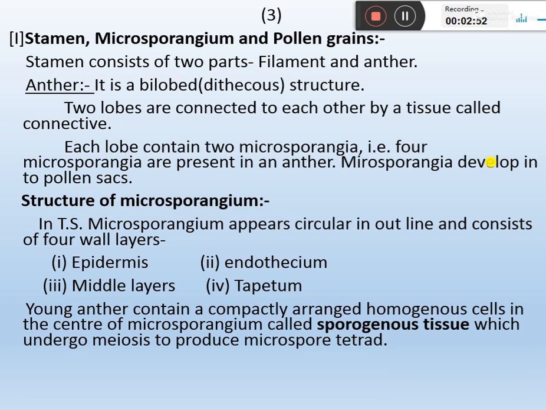A young anther contains compactly arranged homogeneous cells. These homogeneous cells are known as the sporogenous tissue. Each cell of the sporogenous tissue is known as a microspore mother cell or pollen mother cell or meiocyte. These meiocytes undergo meiosis to produce the microspore tetrad or pollen grains.